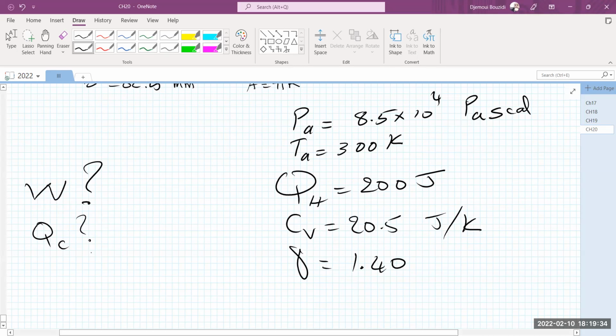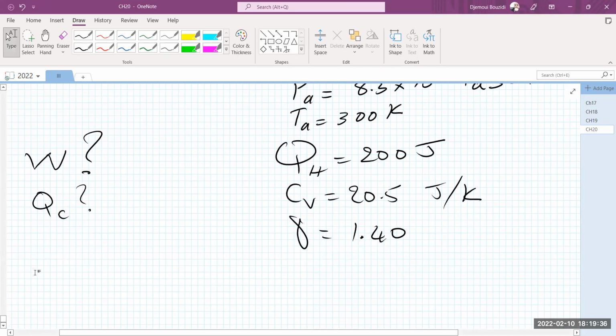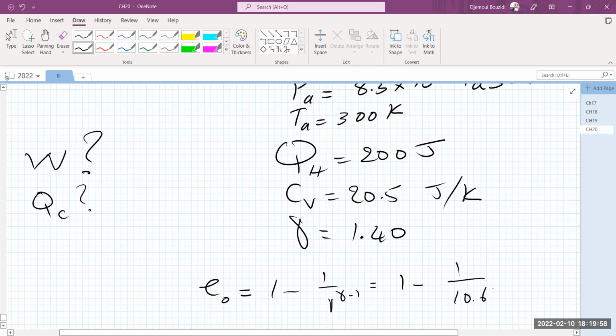Here is a question. What do we know about this problem so far? Do we know its efficiency? Yes, we do, because R is given. Because they gave us QH, they didn't give us W or QC to start working off of those, so we can't really do much with that. So it's 1 minus 1 over 10.6.